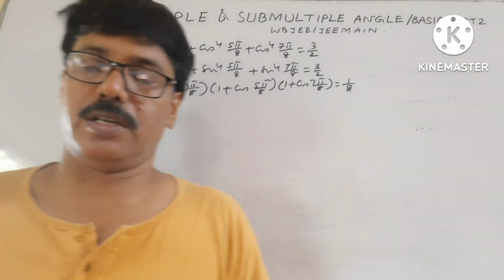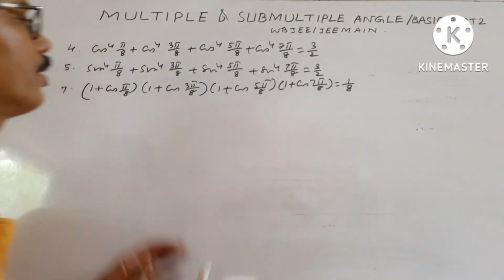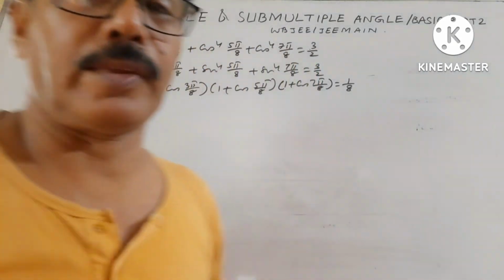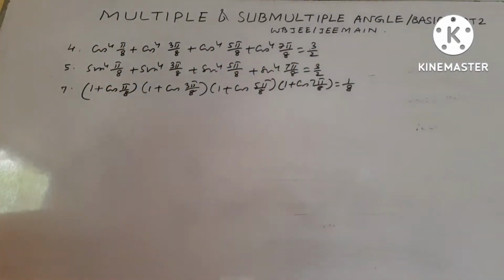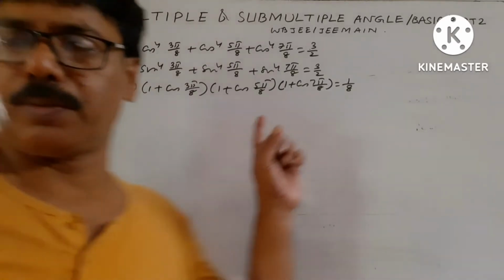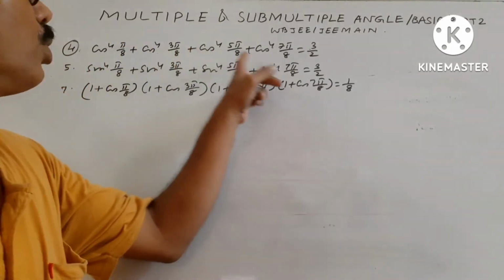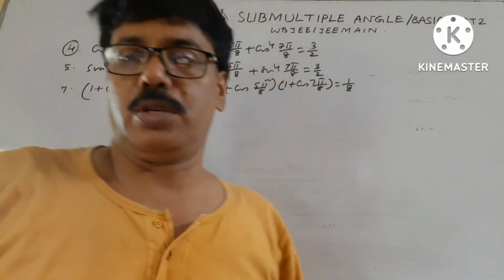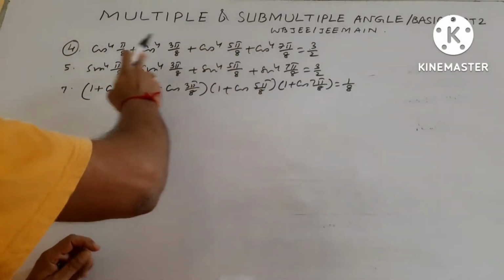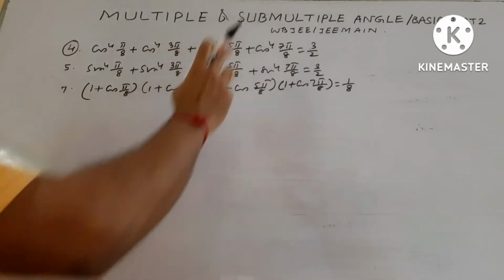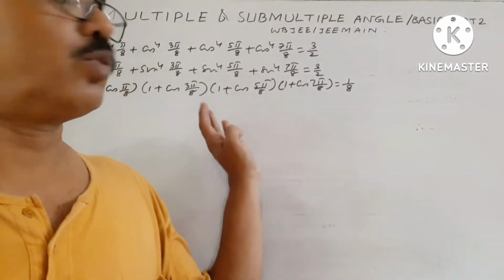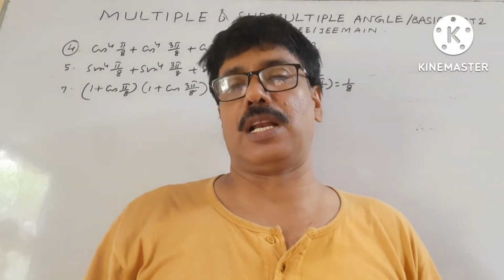Now we consider 3 most important problems. These are all problems of WBJEE and JEE Main. So they are of the same type. Problem number 4. We have already discussed this problem when the power is 2 and the answer was 2. I have already stated that in this case, if there is more than one angle, our main aim will be to express the angles in terms of a single angle if possible.